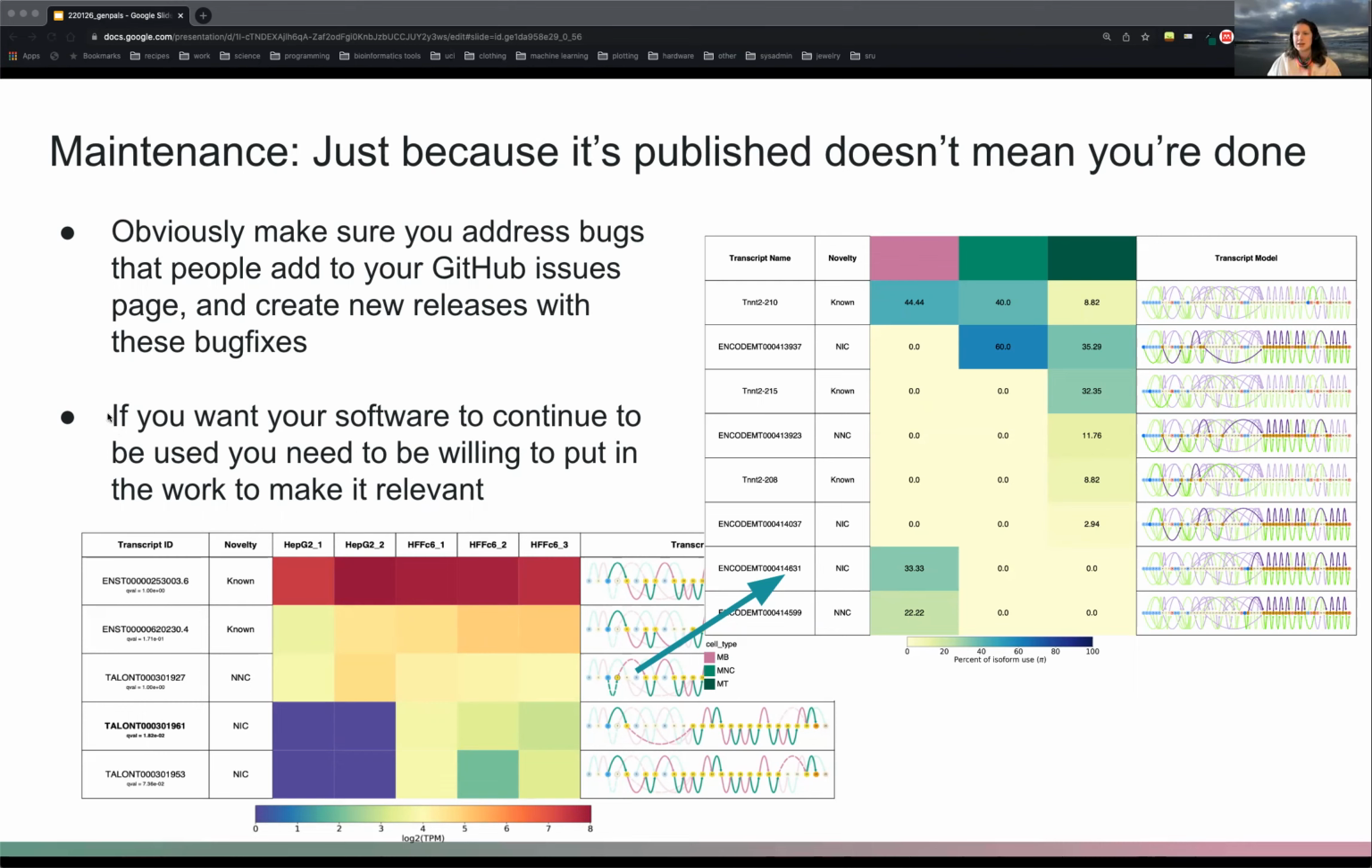So in my case, it was making Swan really work with single cell data, because there was no way it was going to work with single cell data before I went and overhauled it. And I didn't even talk about this, but obviously make sure you address bugs that people put in your GitHub issues, and you can create new fix releases with these bug fixes.